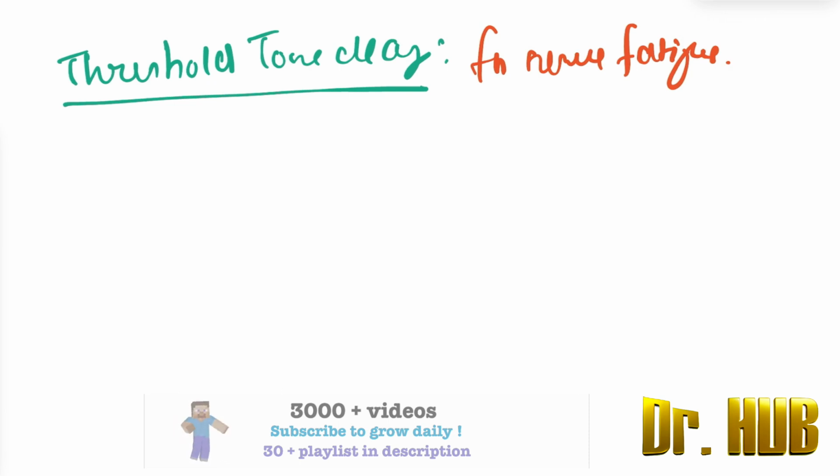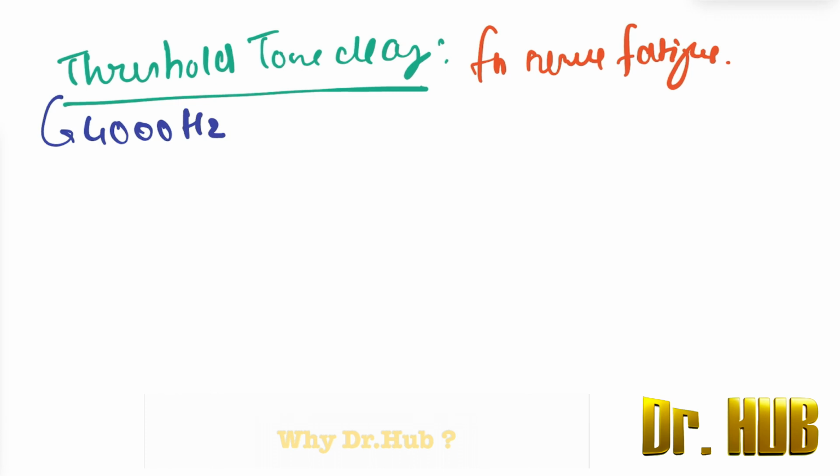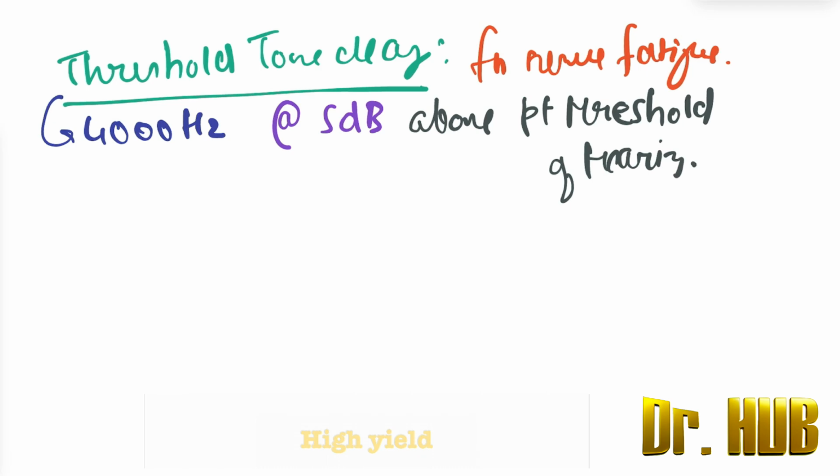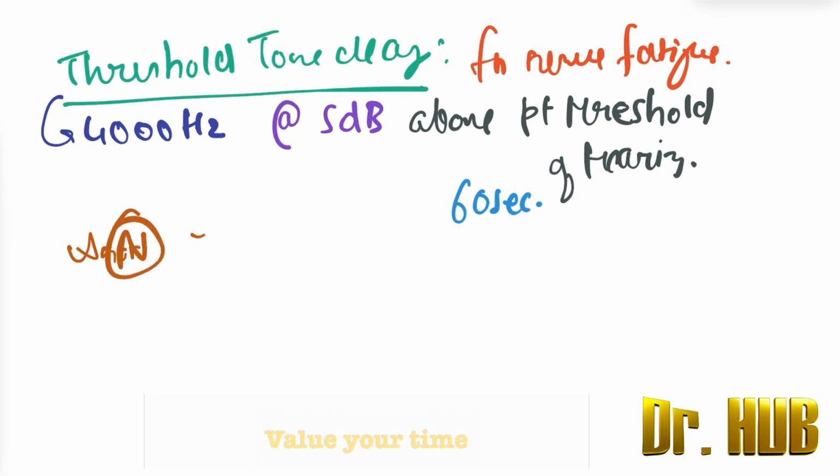A tone of 4,000 hertz is presented at 5 dB above the patient's threshold of hearing, and this will be for 60 seconds. The normal ear can hear continuously for a minute.